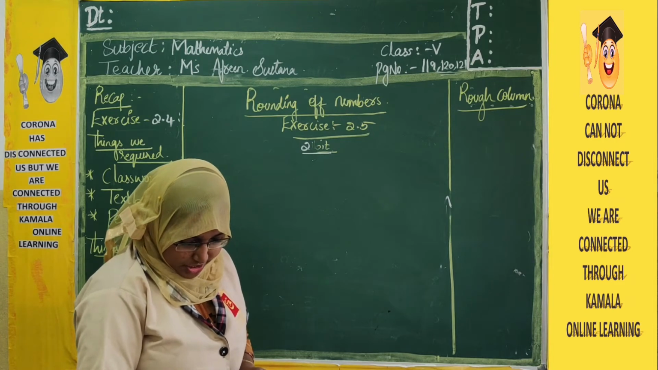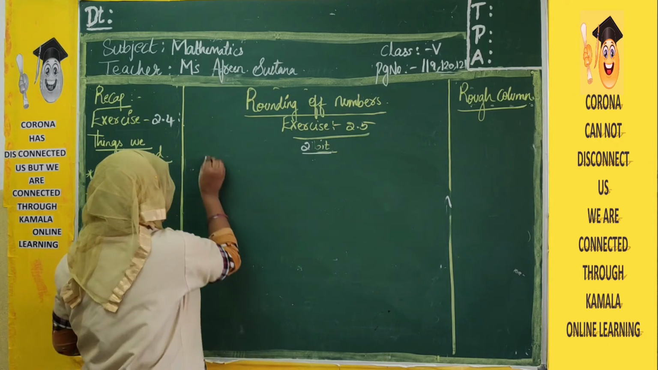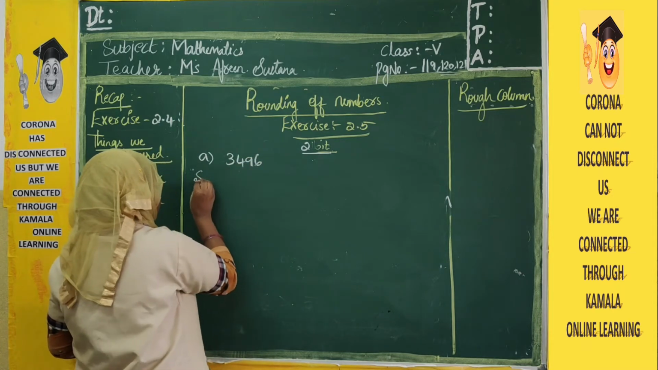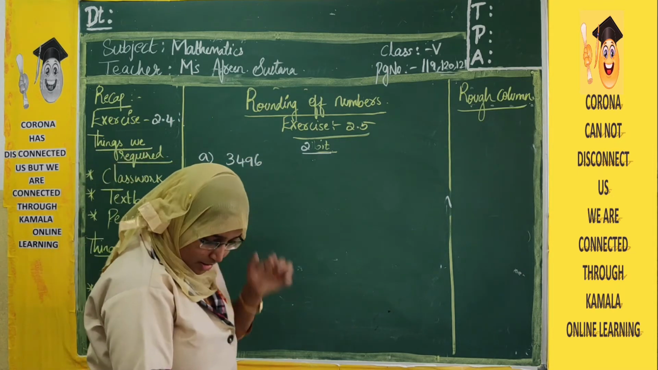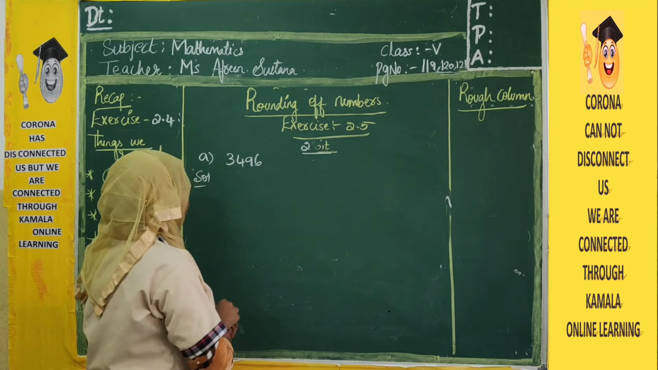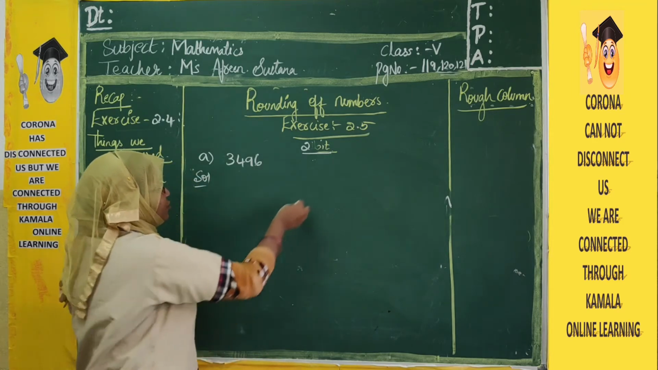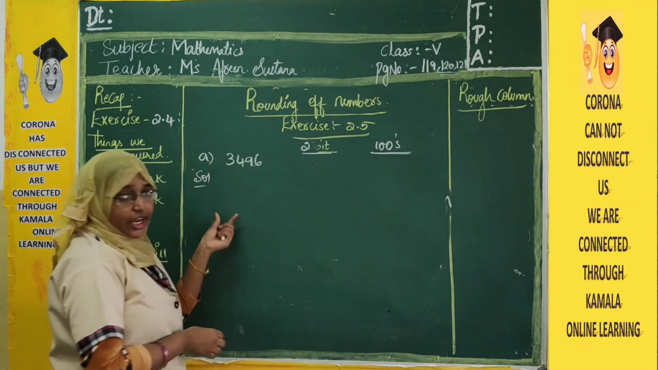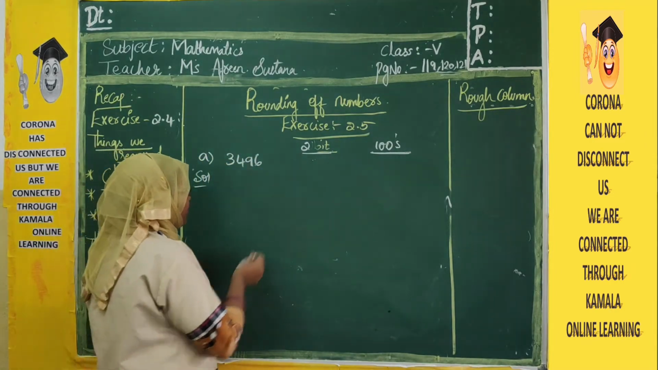Round off the following numbers to the nearest hundreds. So the first one is 3496. Now we are doing nearest to hundreds. 100 means that we will consider the digit at tens place. Let us write it.